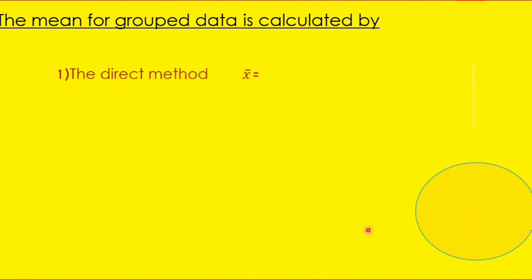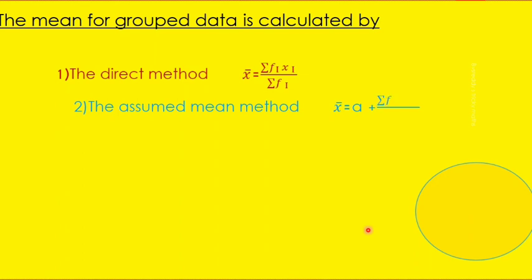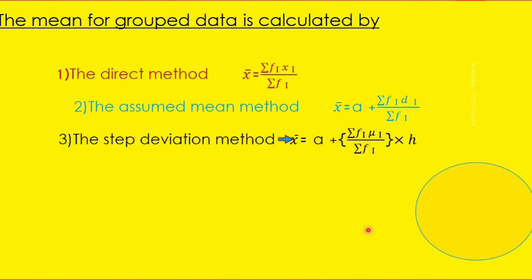First one is the direct method: mean x bar equal to sigma fi xi by sigma fi. This is the direct method. You take the sum of the product of fi xi, divide by the sum of fi, and you get the mean value. Second one, the assumed mean method: mean x bar equal to a plus sigma fi di by sigma fi.